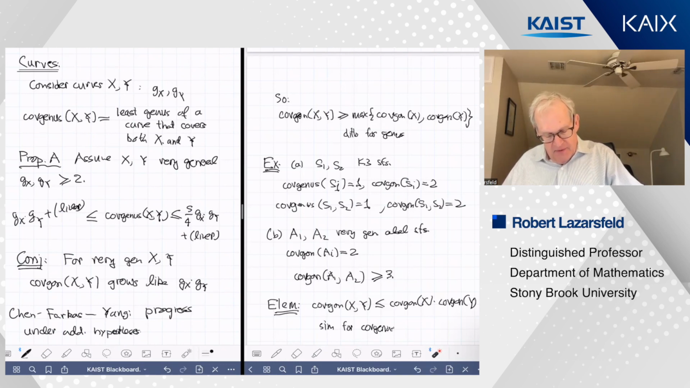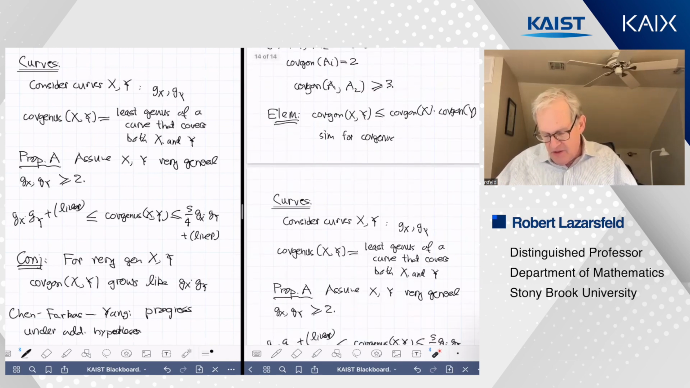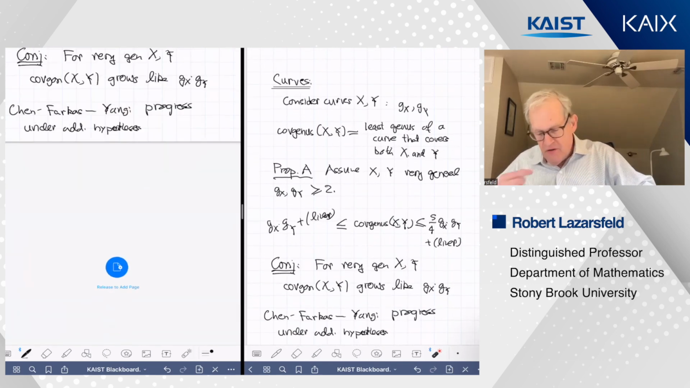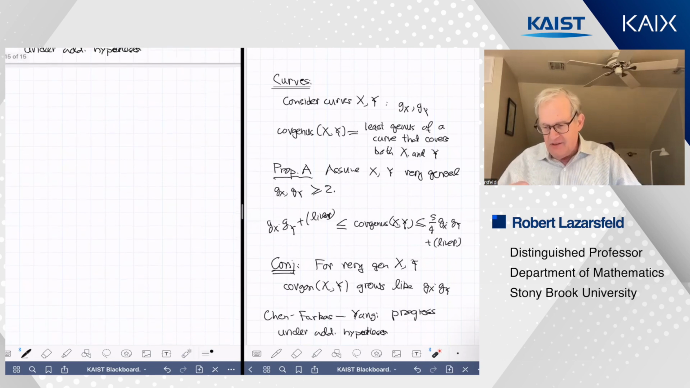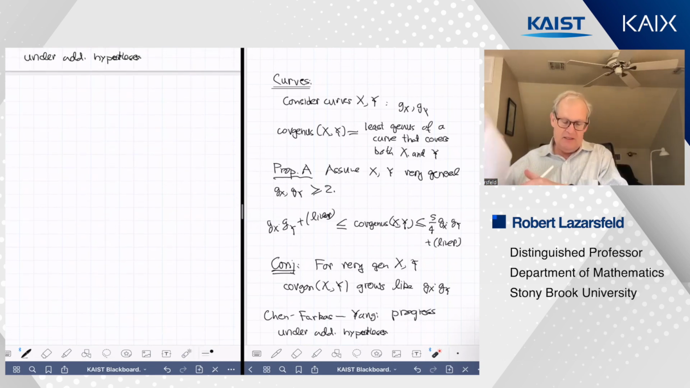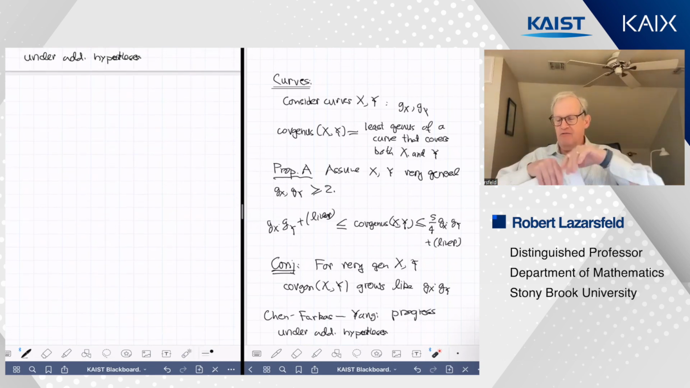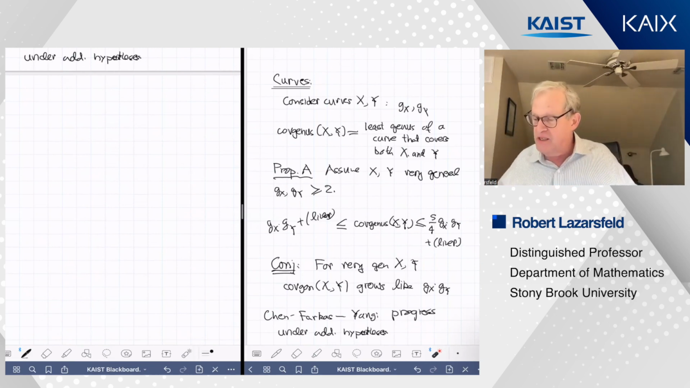But as far as I know, if you take two general curves, unless these guys or somebody else has made some substantial progress recently, I think it's completely open. And in fact, it's only with some effort that Olivier and I can treat the case of hyperelliptic curves.